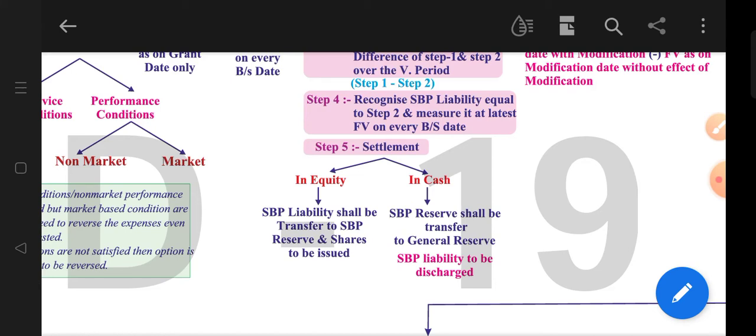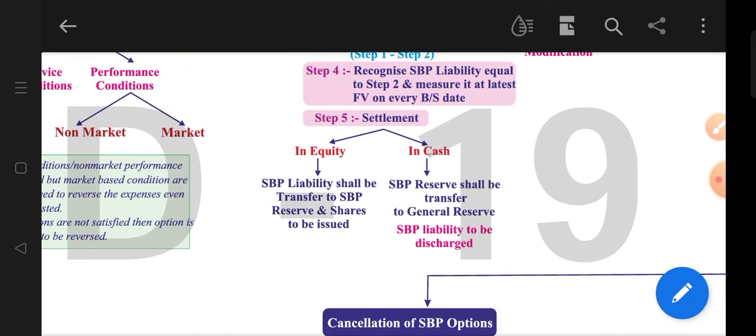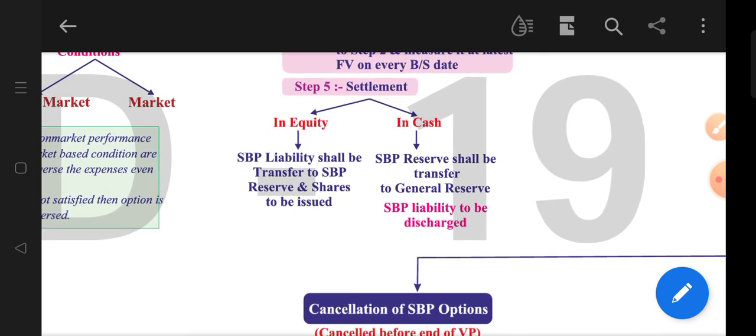So what do we do? We have to take it to P&L. Okay, we have to transfer to the general reserve, general reserve or the P&L. Okay, share based payments liability has to be discharged.